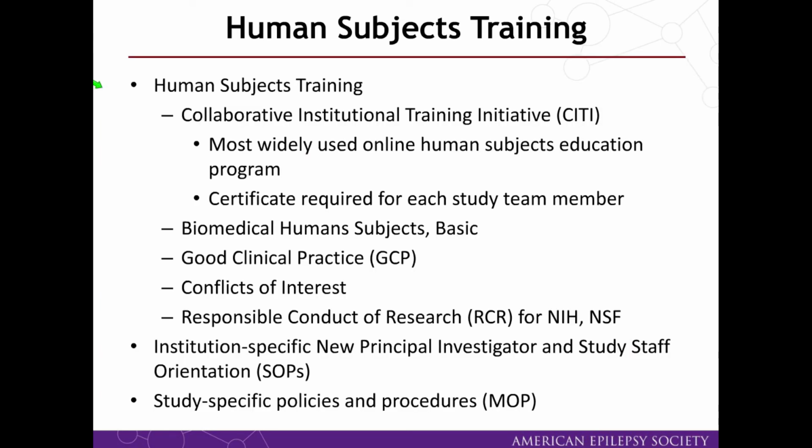I mentioned before that you'll need to train your staff, so some of the most important training is human subject training. And many institutions are now using the CITI initiative, so the Collaborative Institutional Training Initiative. This is the most widely used online education program, and a certificate of human subject training is required for each study team member before they can actually start working on your research project.